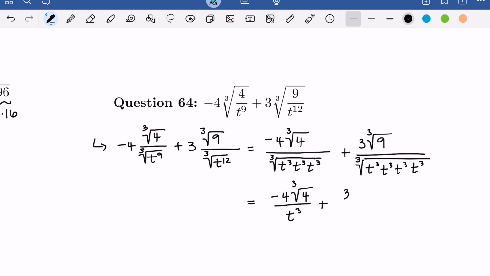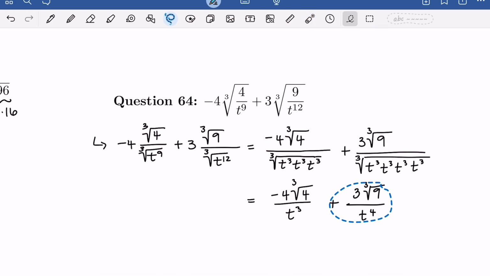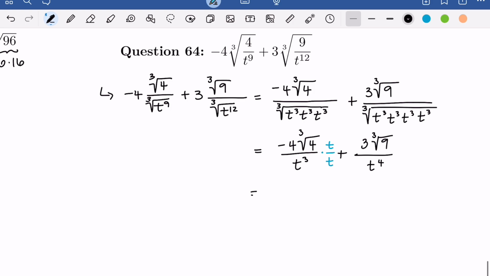Now for our second term here, we're going to have the same thing. These guys are all going to cancel with our third root here. So I'm going to end up with t raised to the 4th power. Now from here, we can actually add these guys. We can get a common denominator. So let's do that here. In order to get a common denominator, we'll multiply this first term by t over t, so that we end up with t to the 4th power in both denominators here. So our first term becomes this here.